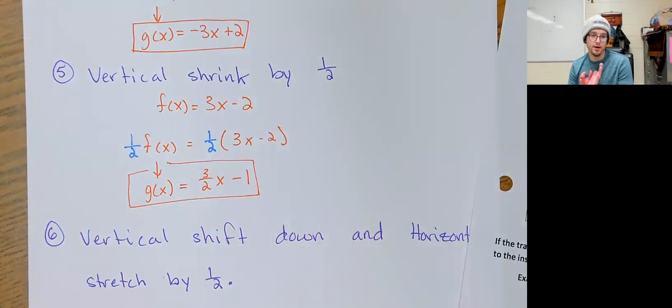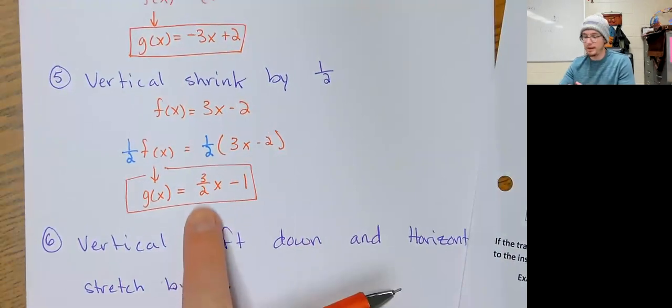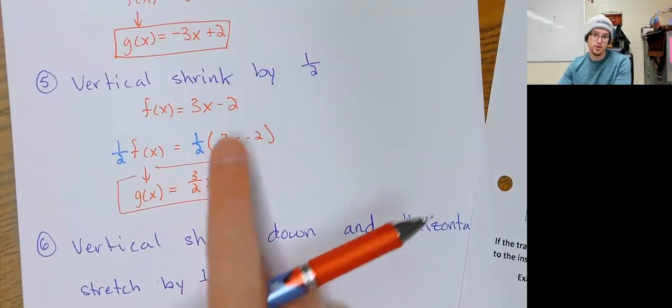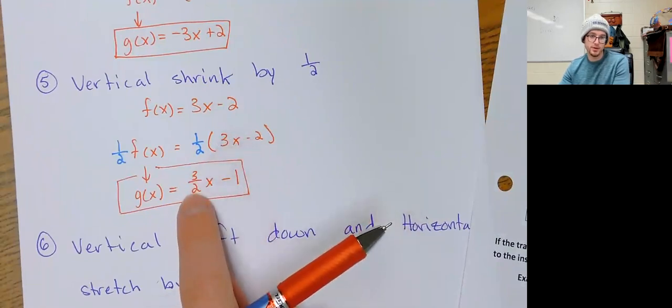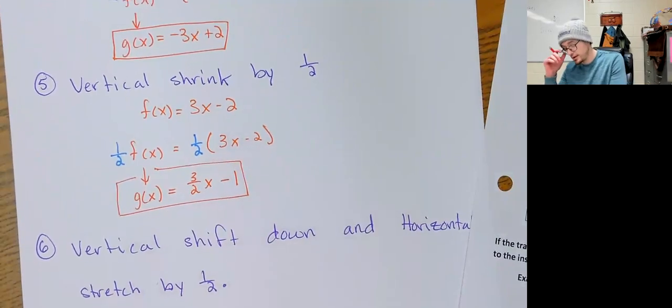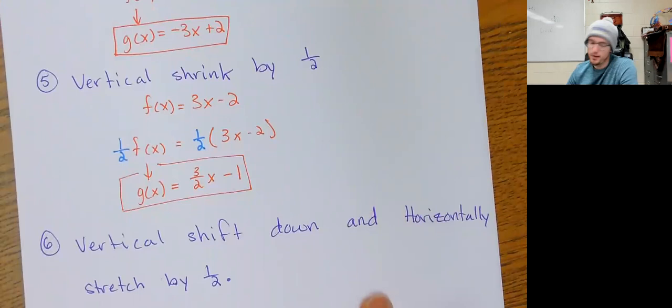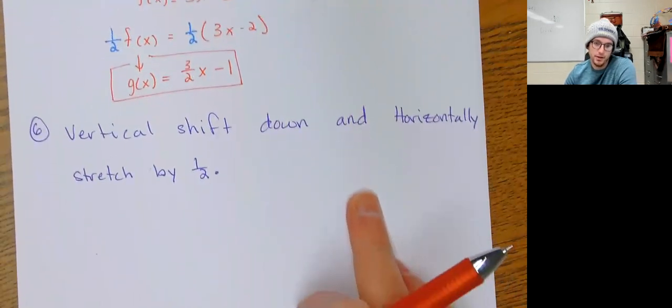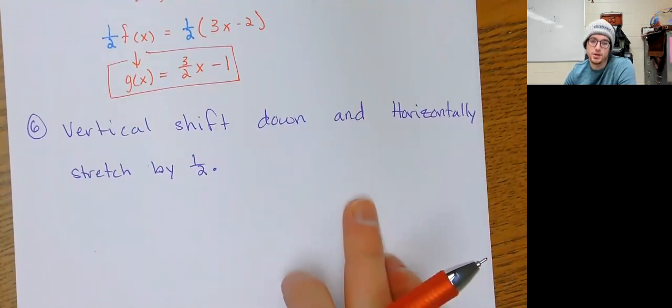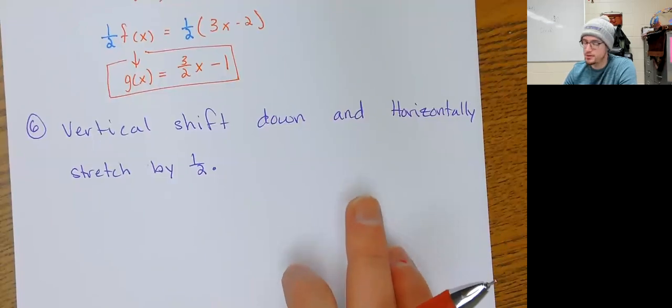We shrunk it down. We made the slope a lot less. The slope was 3/1. Now the slope is 3/2, or 1.5. Smaller slope. Shrunk it, smashed it, compressed it. Okay. Now things are going to start getting fun. Now we're going to do 2 transformations all at once.